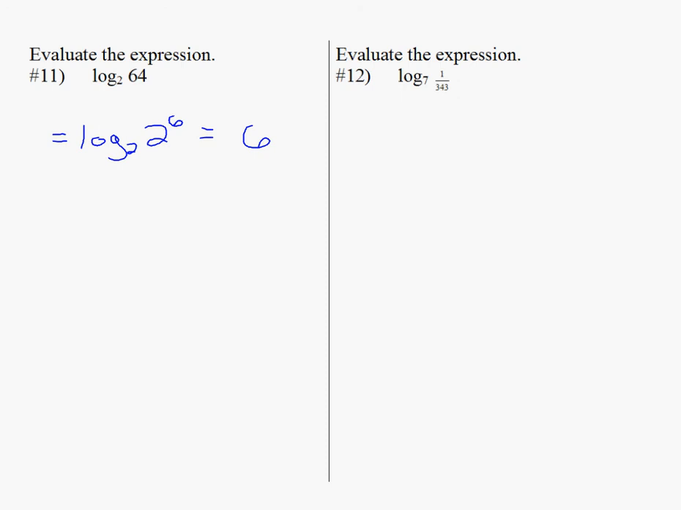Number 12, evaluate the expression. Same concept. I want to get 1 divided by 343 to have a base of 7. 7 cubed is 343. Since this is 1 divided by 343, it's the reciprocal of that. To get the reciprocal, you make the exponent negative. This is 7 to the negative 3. Once again, 7 to the 3rd is 343. And since it's a negative exponent, it reciprocates to 1 over 343. Therefore, this is just negative 3.